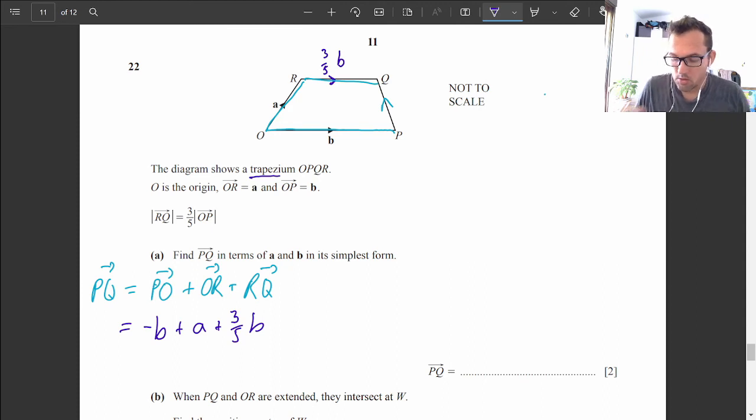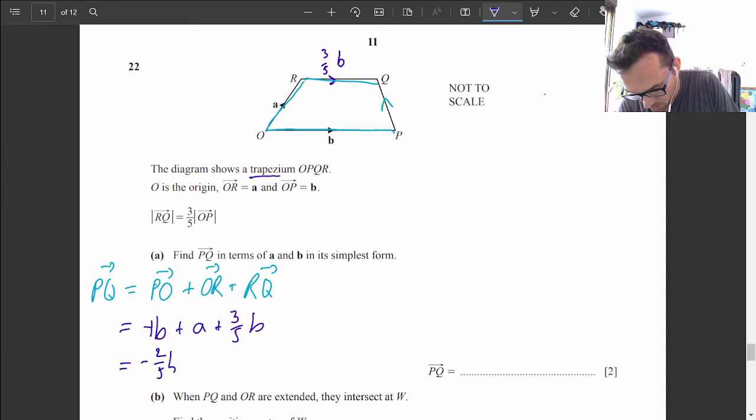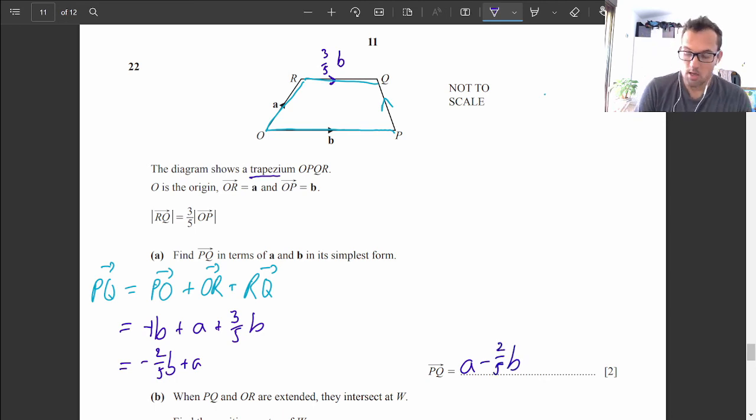Okay, so now we just need to simplify this. We got -1 plus 3/5. If you're not sure, use your calculator. -1 plus 3/5 gives you -2/5 b plus a. If you want that, you can write that, that's fine. Or if you want to make it look like the mark scheme, just change the negative number to the second term. And you've got it.